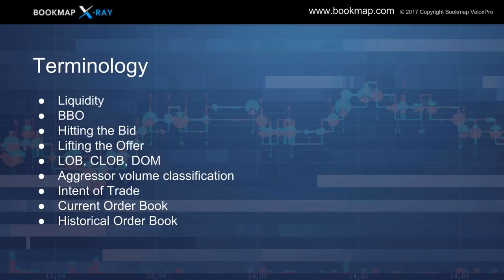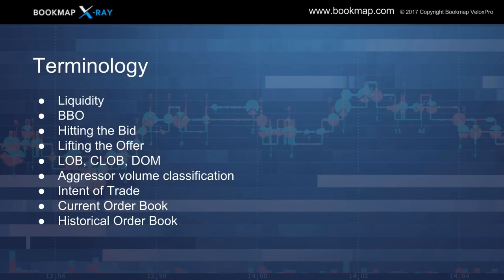Okay, they're all basically the same thing. The CLOB is kind of important to understand though, because the centralized limit order book is really what we're talking about here, and taking the data from there and then transposing that onto the chart historically. All right, we're going to talk about aggressor volume classification. That's the market buys and the market sells.